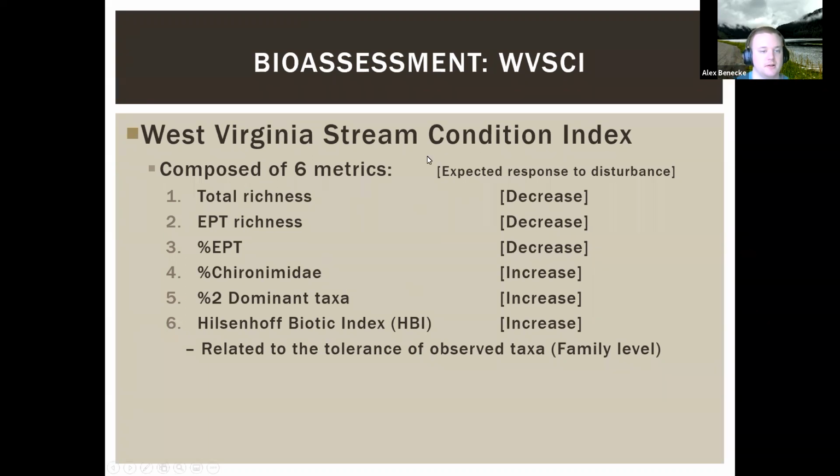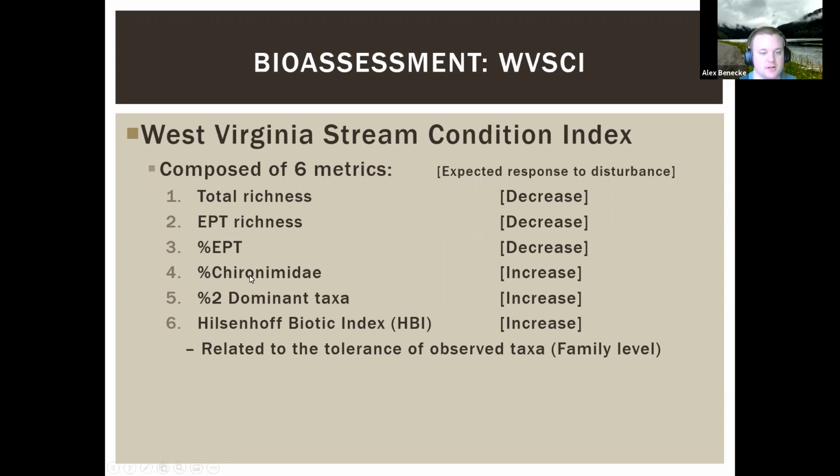So there was a study done, and they came up with 6 metrics. Over here in this right hand column is the expected response to disturbance. So total richness, the total number of species, should decrease if there's some sort of stressor like pollutants or habitat alteration. EPT richness, which I covered, is the number of species that are either Ephemeroptera, Plecoptera, or Trichoptera, and will decrease. Percent EPT, so how much of the overall proportion do those make up? That'll decrease if it's disturbed in some way.